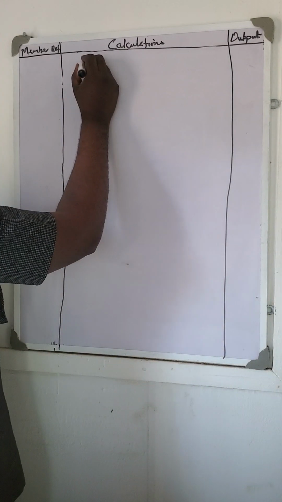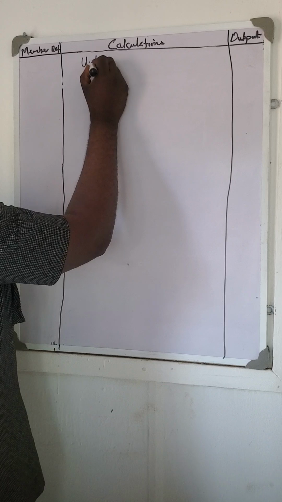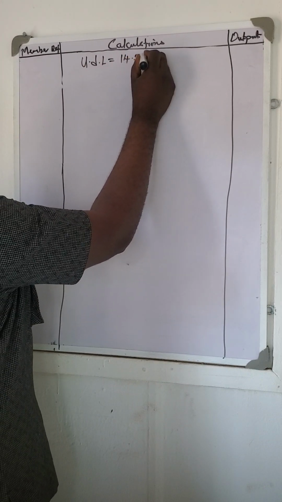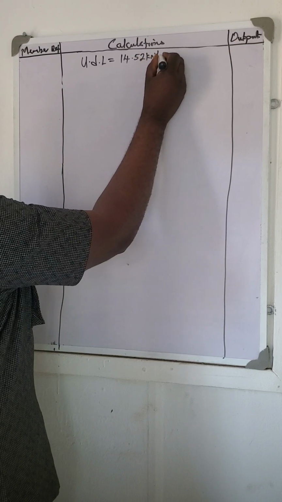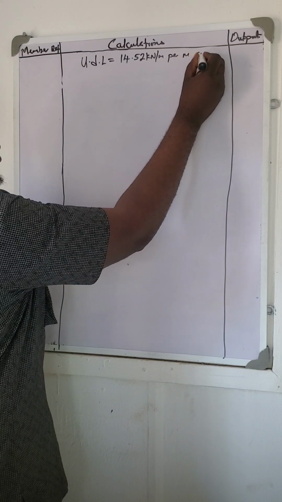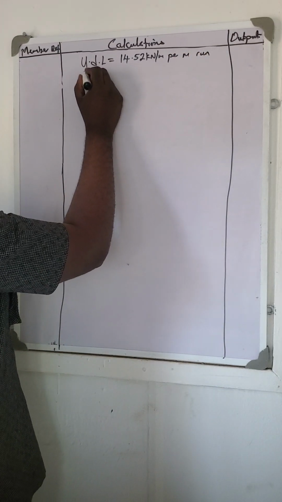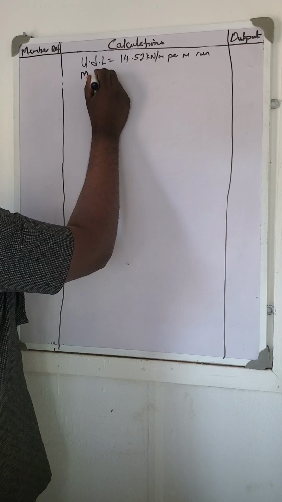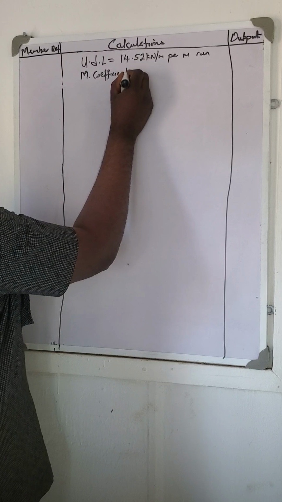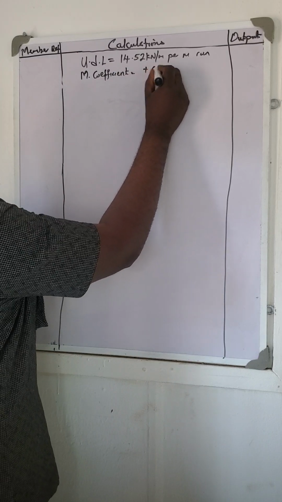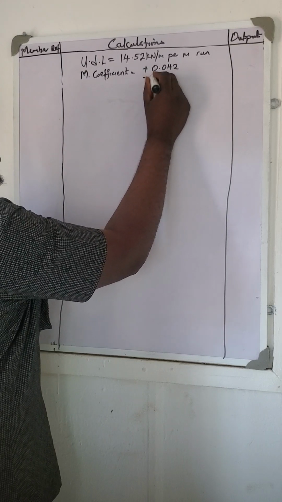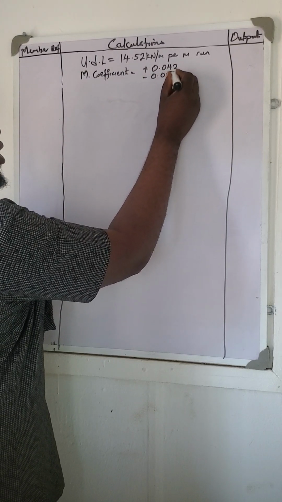The UDL was 14.52 kilonewton per meter run. All right. Then our moment coefficient was, for the positive moment, 0.042. Then for the negative moment it was 0.056.